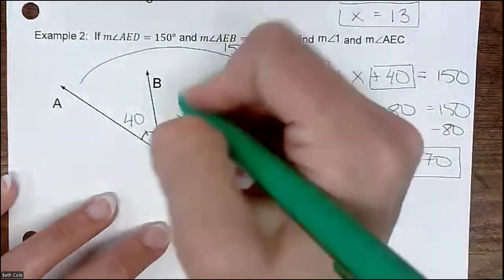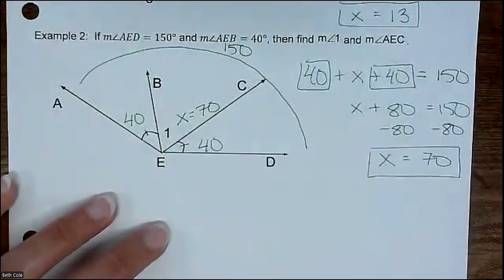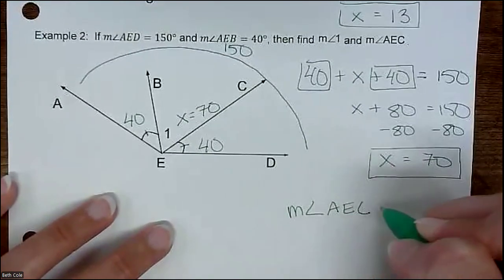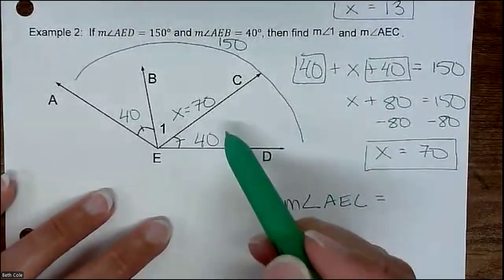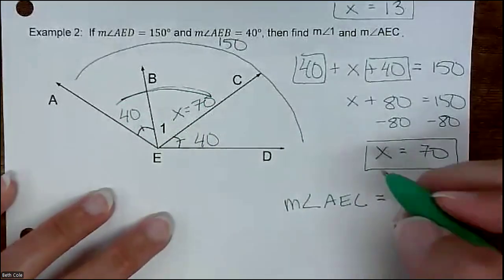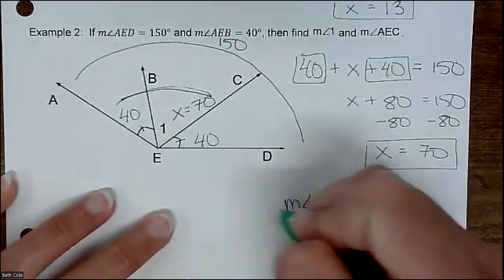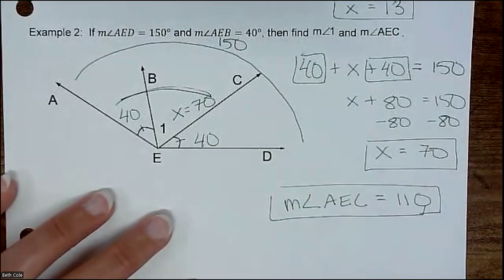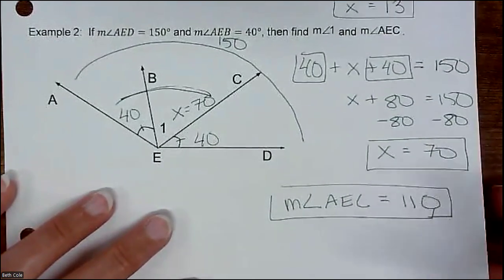All right. So this one is 70. We also want the measure of angle AEC. So good. AEC is all of this together. So you would just do 40 plus 70, which is 110. Good job. Thank you for catching that. I always tell you to read the whole thing and then I didn't. So see how easy it is to forget to answer part of the question?